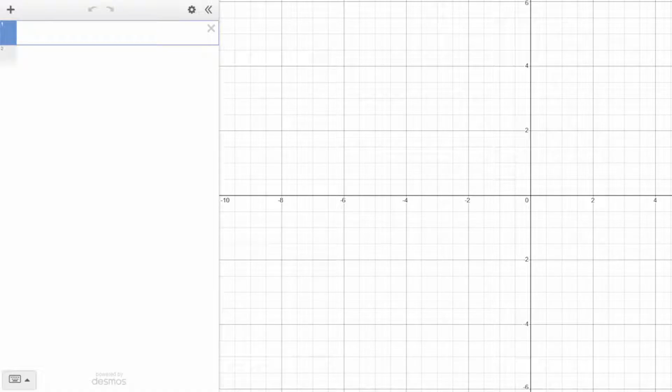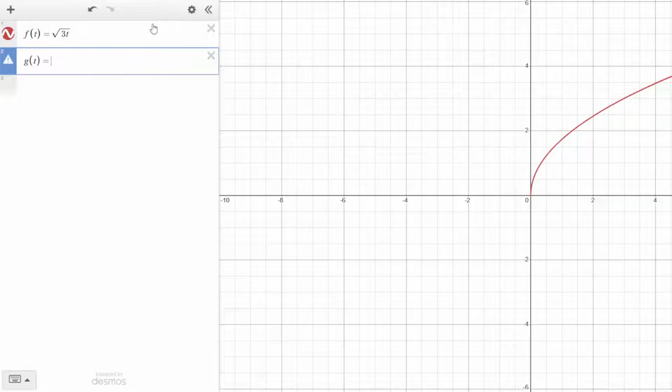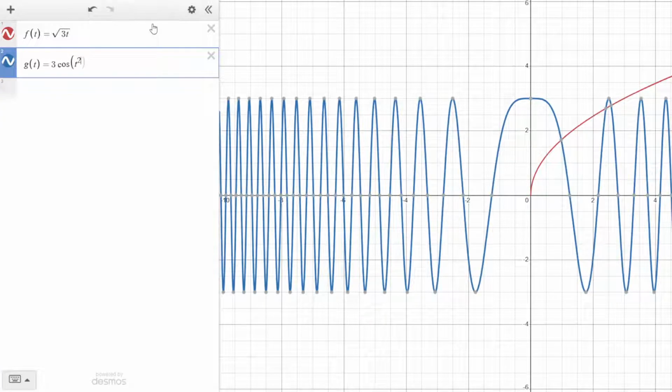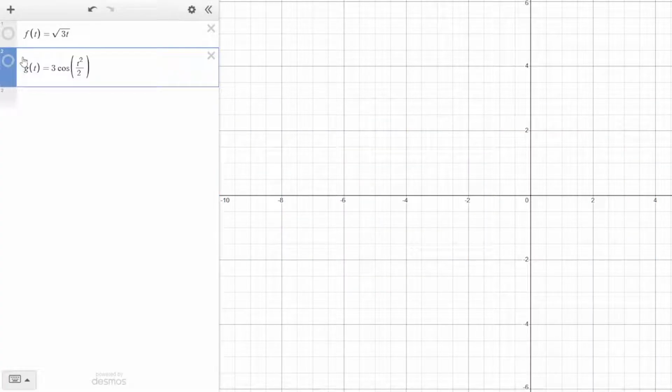All right, so over here I've got a Desmos window going, and I'm going to say f(t) equals the square root of 3t, and g(t) equals 3 cosine of t squared over 2. Okay, and then we probably aren't going to need the graphs of these. Who knows? We might, but if we want the velocity and acceleration vectors of the particle at time t equals 4, that's not going to require a graph, right? Now, if we've got a calculator, we might as well use it.